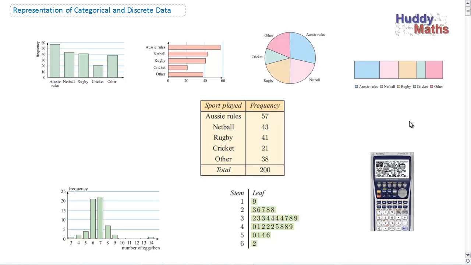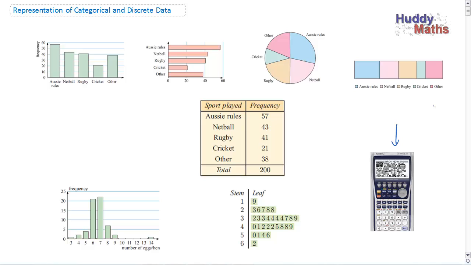Have a look at this. I've got a few representations of categorical and discrete data, and some of this you might have seen before. And here's a saving feature down here. We have a calculator, and quite a bit of this work in this course will be done using the calculator, which is good news, of course.